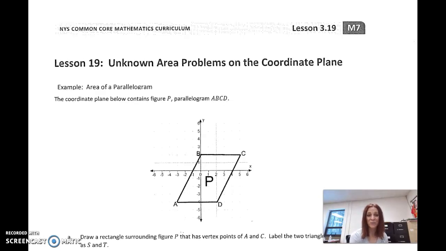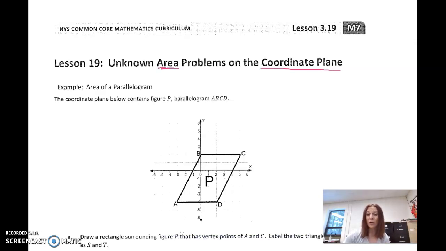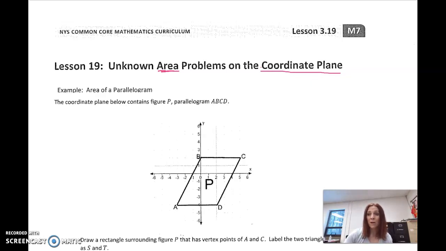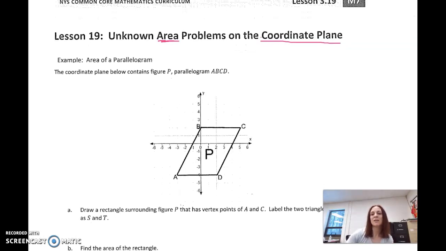Lesson 19 in Module 3 is on unknown area problems on the coordinate plane. So a couple things we want to pay attention to here. We'll be dealing with area, and a lot of our information is going to come from counting on the coordinate plane. Okay, so a couple new formulas, maybe, or review some formulas that we've known in the past that we're going to need to use today as well.